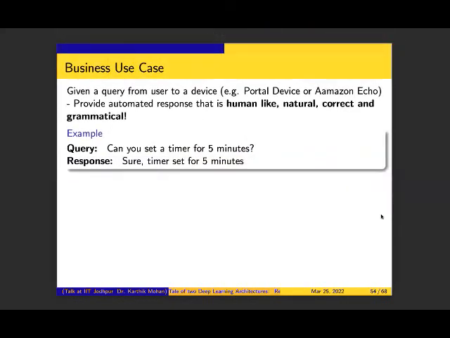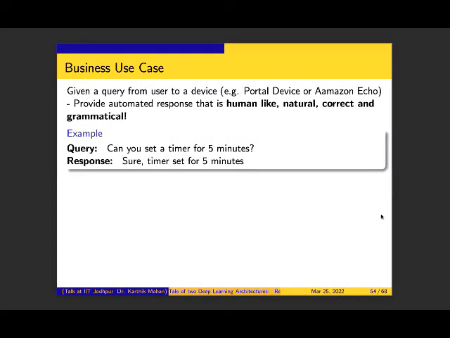So one of the business use cases that I got to work on was when we have a device, let's say a Portal device from Meta or Facebook, or you have Amazon Echo, Alexa. You want to ask something or do a particular task. Let's say you want to set a timer. Or you're working in the kitchen and you want to play a song. Then you say, hey, Alexa, can you play a song? Or hey, Portal, can you do this? So I'll use the example of timer because that's something I worked on.